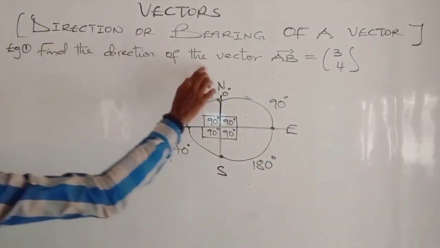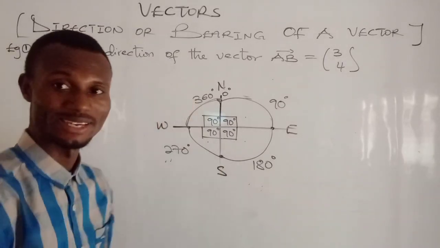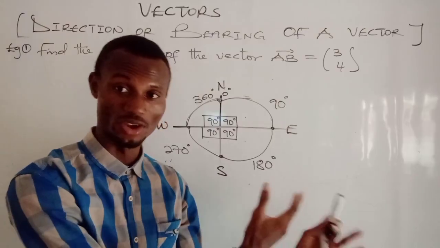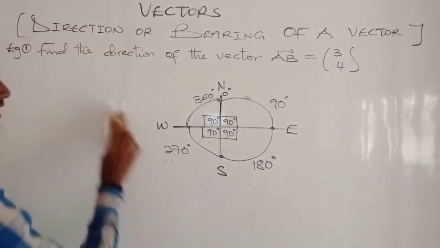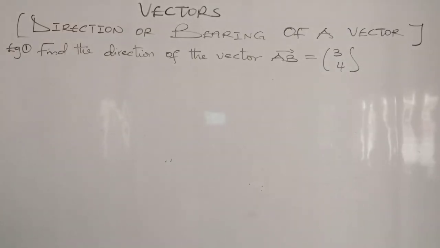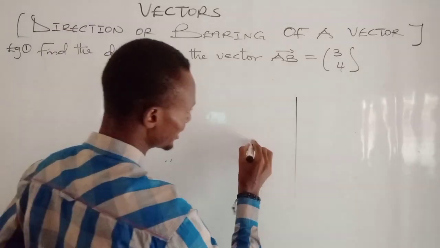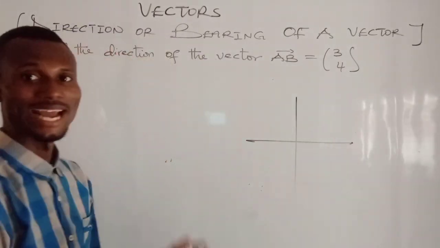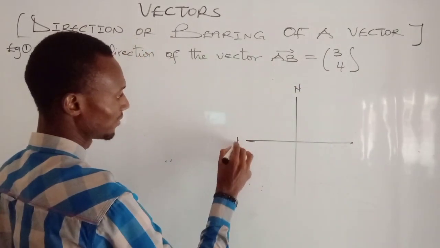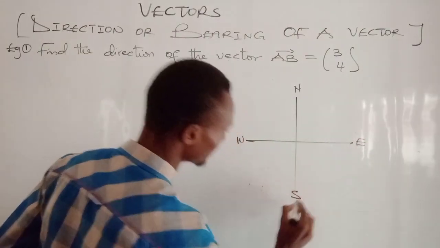Find the direction of the vector AB. So I'm going to clean this side. Please keep this explanation in mind because we are going to apply that knowledge going forward. So let me clean this side and let's continue. I have to draw my cardinal point again. Just draw your cardinal point again and label it nicely. So this is the north, this is the west, this is the east, and this is the south.